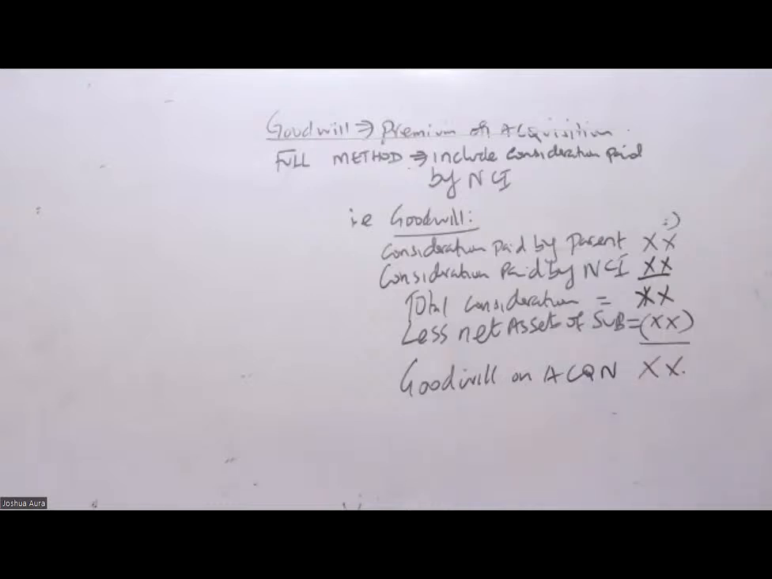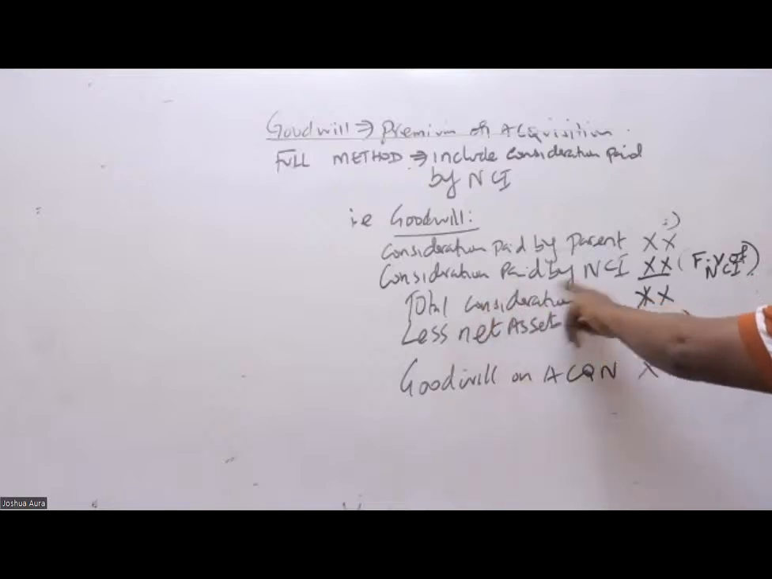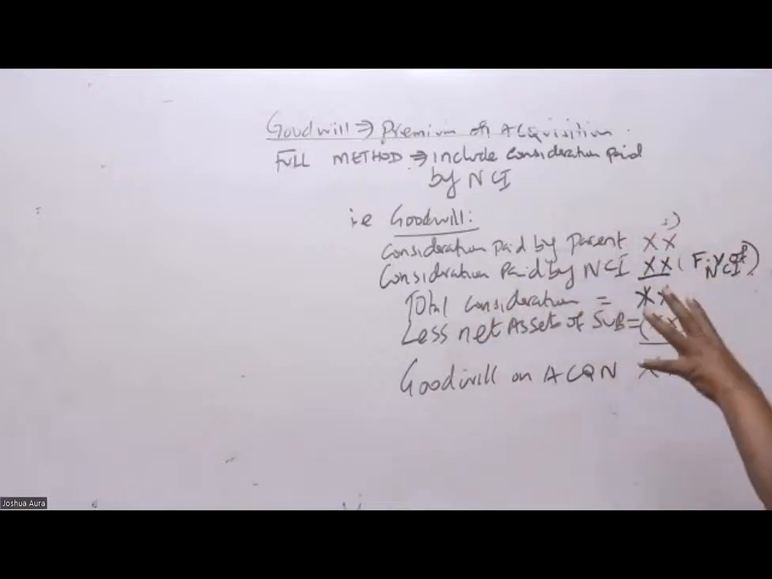So we start with the consideration paid by the parent. We add the consideration paid by NCI. Remember that this consideration paid by NCI is what we call the fair value of NCI. So whenever you see a calculation having consideration paid by NCI, know straight away that they want you to use the full method. So less net assets of the subsidiary. Very important.